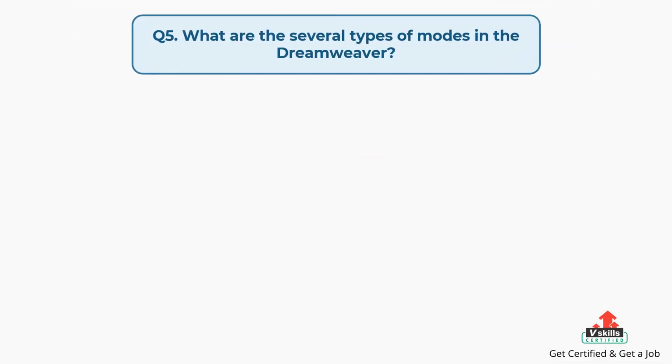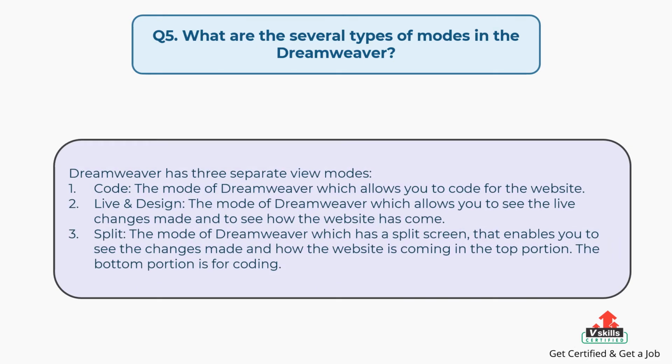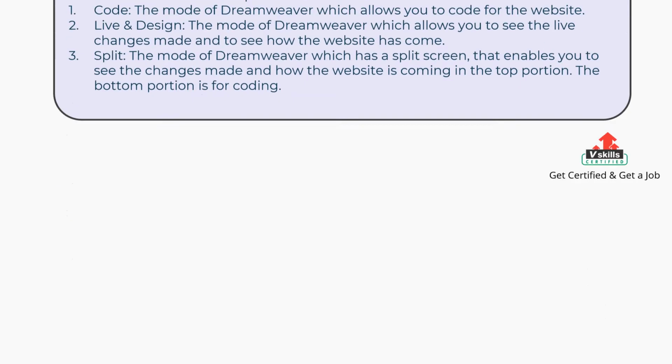Question number 5. What are the several types of modes in Dreamweaver? The answer is Dreamweaver has 3 separate view modes. First, Code. The mode of Dreamweaver which allows you to code for the website. Second, Live and Design. The mode of Dreamweaver which allows you to see the live changes made and to see how the website has come. Third, Split. The mode of Dreamweaver which has a split screen that enables you to see the changes made and how the website is coming in the top portion. The bottom portion is for coding.